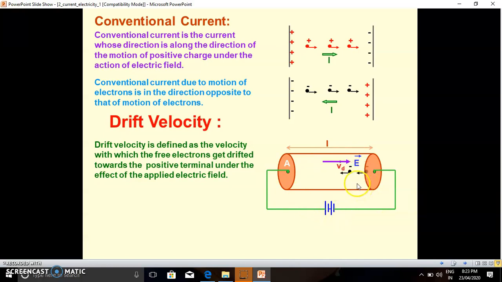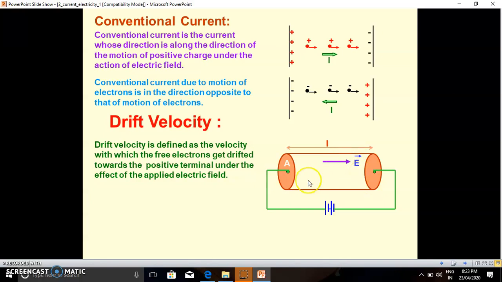Now just observe the direction of the electrons. It is from the negative terminal to the positive terminal, that is opposite to the direction of the current, isn't it? Clear? So why does this happen? Why do the electrons move? Here I want to explain one thing. Suppose this metallic conductor contains a large number of free electrons. L is length, A is area, E is electric field.